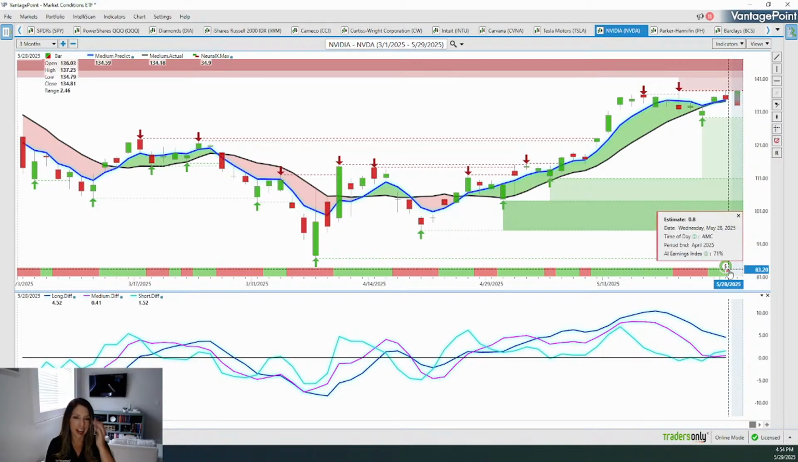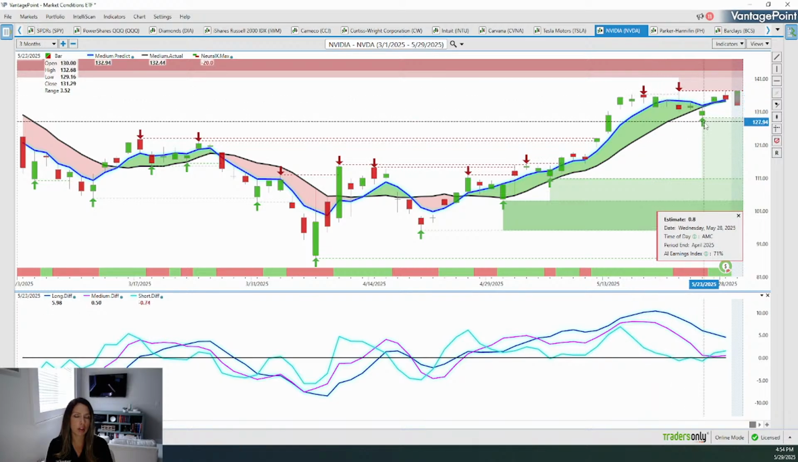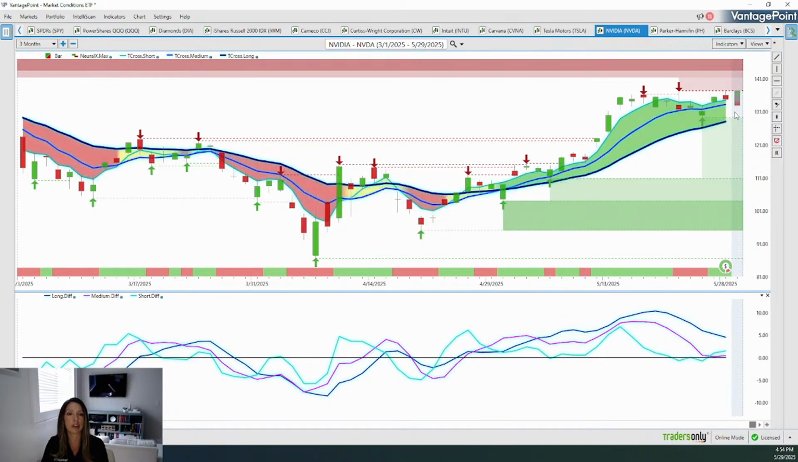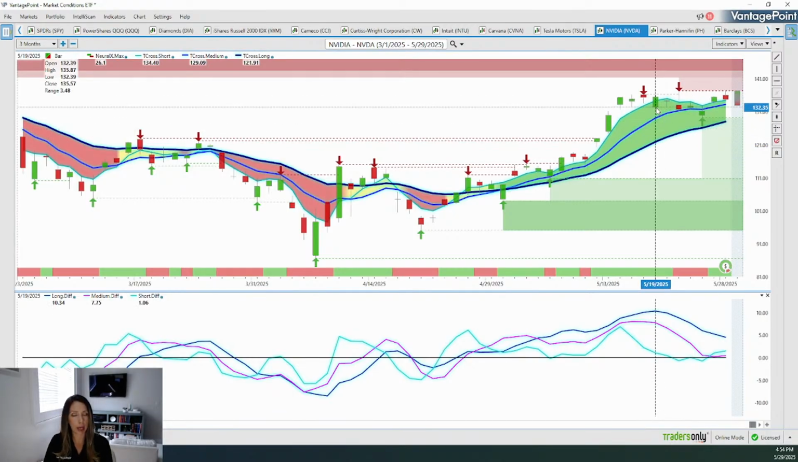Now, NVIDIA. Again, looking at this pullback scenario, we can see we had a recent failure off of resistance and pulled all the way back to this support level. Here's what's really awesome about things like the triple cross. I'm going to switch over to our triple cross view, the more conservative view here. But remember what we said: when price gets really far away from the darker blue line, this T-cross long line, this is a key level. It will often try to revert back to that mean.